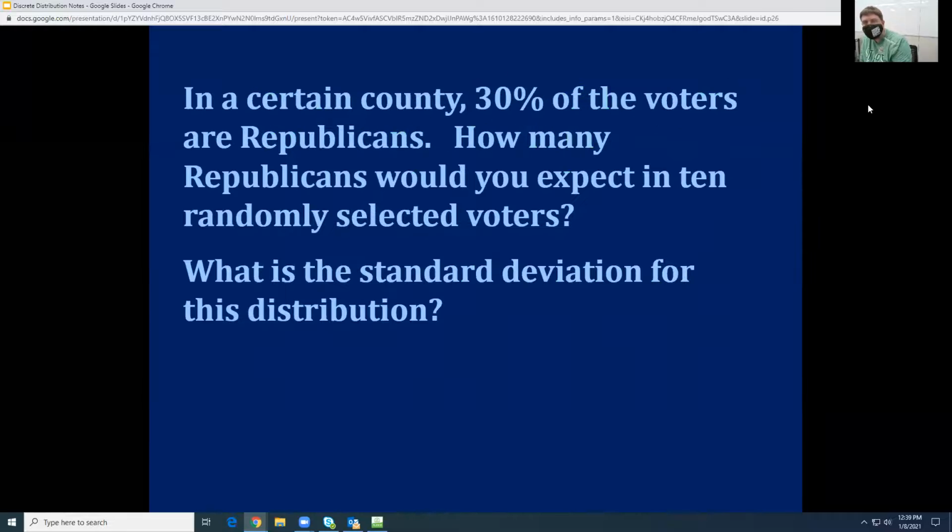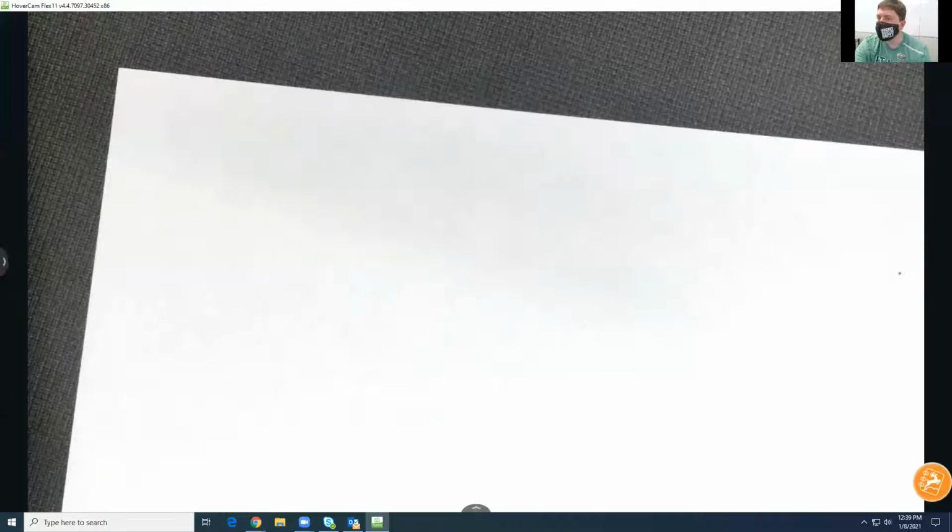All right, so our 2 questions with these are, how many Republicans would I expect out of 10? And what is the standard deviation for this distribution? So that phrase right here, would you expect, that means, what is the average? So if I got 10 peeps from this county, and I know 30% of them are Republicans, how many do I expect to be in that 10 to be Republican? So we're going to just use the formulas, and that'll be our answer.